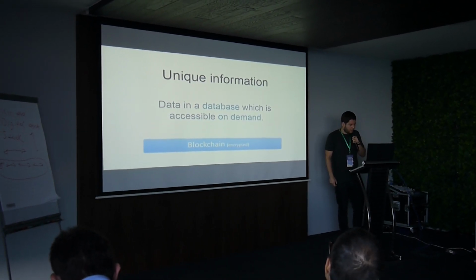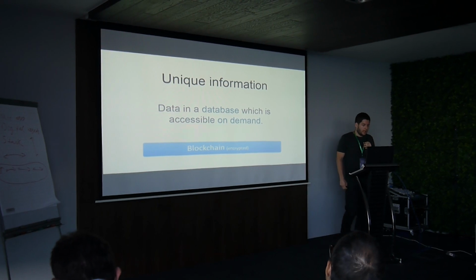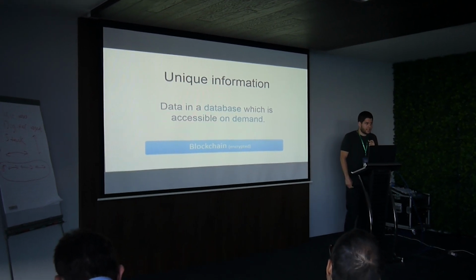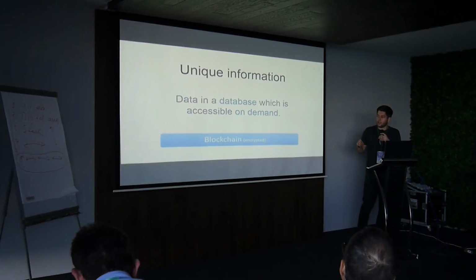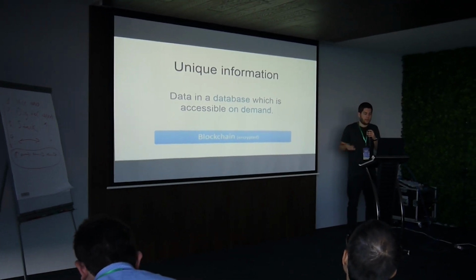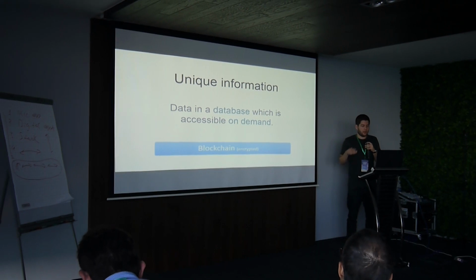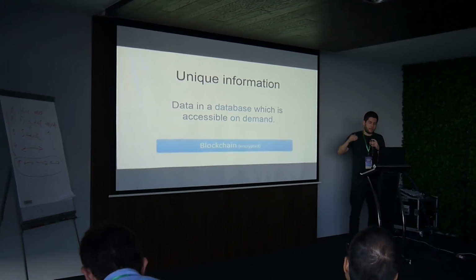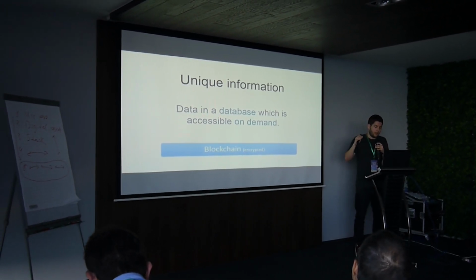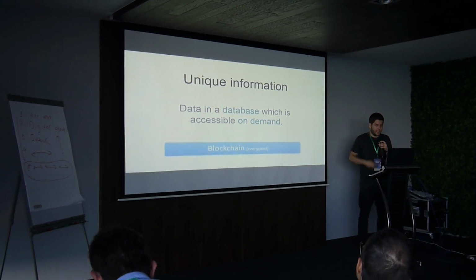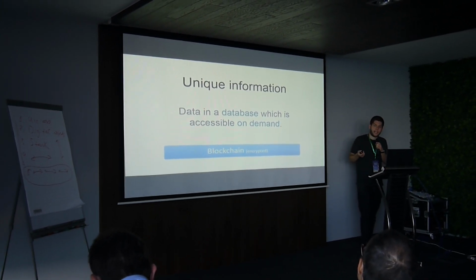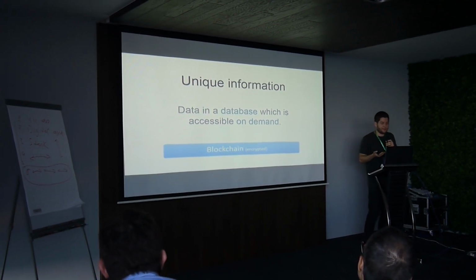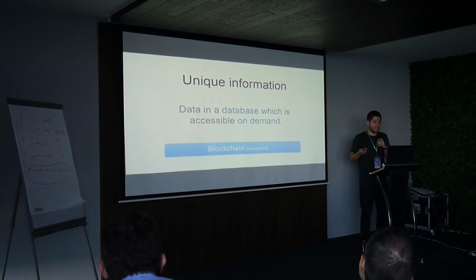And in case of the unique information, the data is saved in a database, right? And this data should be accessible on demand. So you're using a blockchain, which is some kind of a global ledger, so this information is available in the whole world if you want to access it. And encrypted because, well, your credit card information, for example, should be encrypted because you don't want anyone to just read your data.